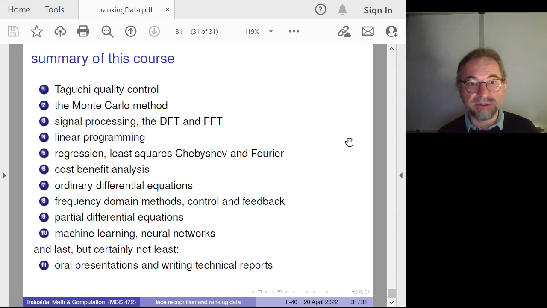There is regression. We've seen the basis of Chebyshev polynomials and the Fourier basis. They appeared again in the partial differential equations when we looked for solutions of differential equations. So there are some unified themes and methods that always occur and reoccur. I listed 10 items here that we have discussed in this course, but most importantly, this is a project-driven course, and the oral presentations and the writing of technical reports are certainly as important as the technical material.